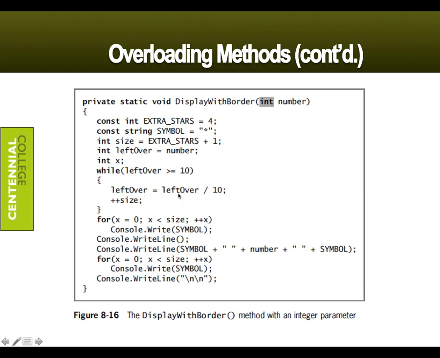And we're saying leftover is equal to leftover divided by 10, which I could have written how? Leftover divided equals 10. I could have done that shorthand, right? And then I'm increasing my size, plus plus size, which I could have used size plus plus in this particular case, based on how many times I loop, until my leftover is greater than or equal to 10. So this could mean that I'm looping this 10 times, which means my size, depending on the number that I put in there, is going to increase proportionately.